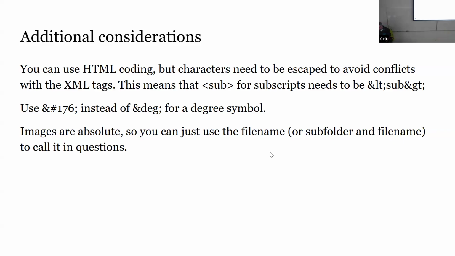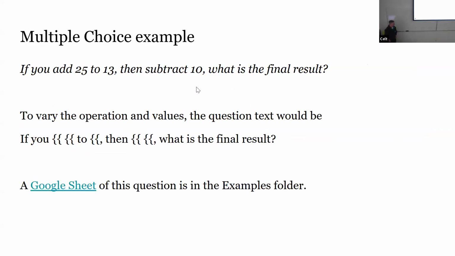Okay, all right. So the multiple choice question, I alluded to the fact that you can vary a whole bunch of stuff. The reminder of the question is up there in italics: if you add 25 to 13 and subtract 10, what's the final answer? What I've got written here is how I would write the question with the delimiter. Although I would do this in Excel, I posted Google Sheet examples for folks to see.